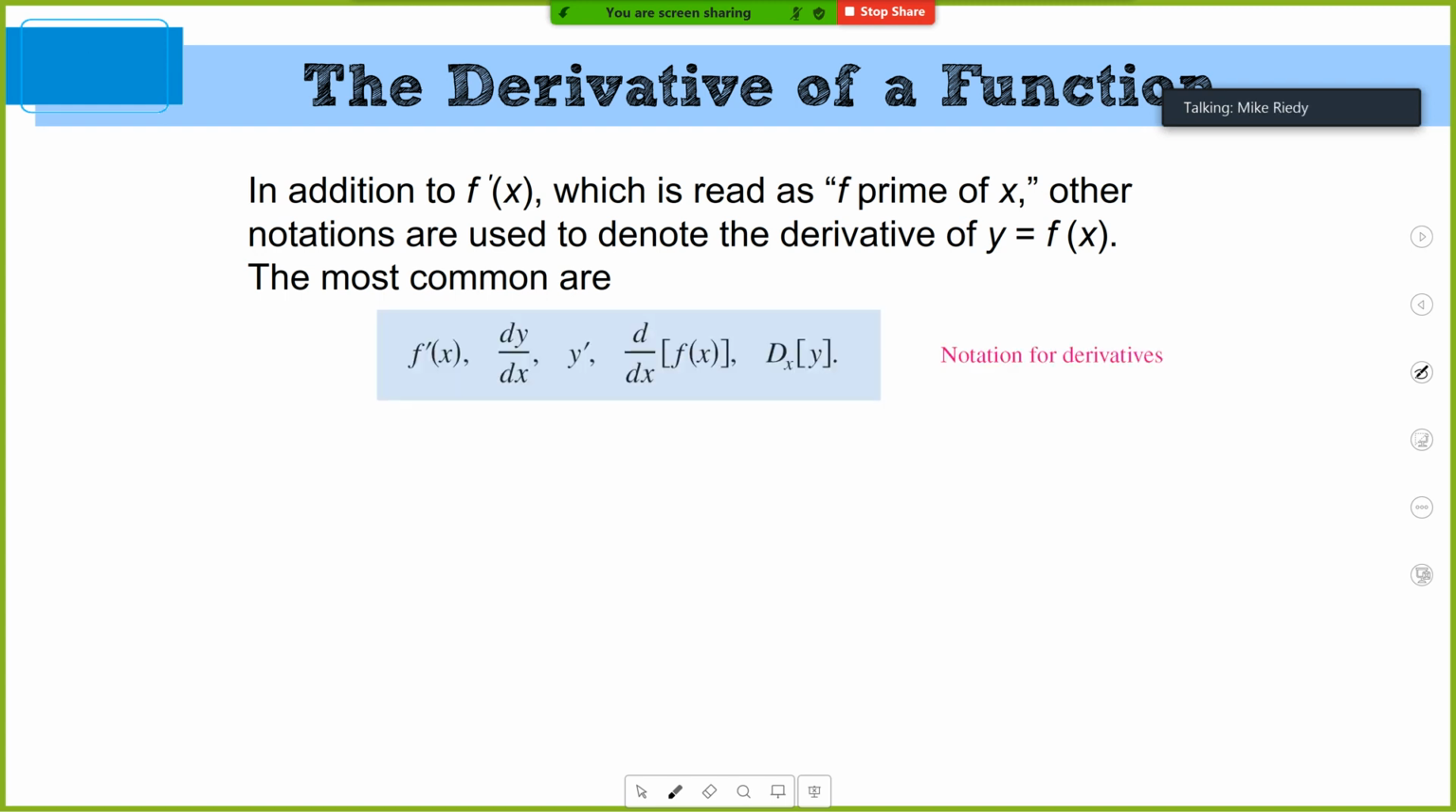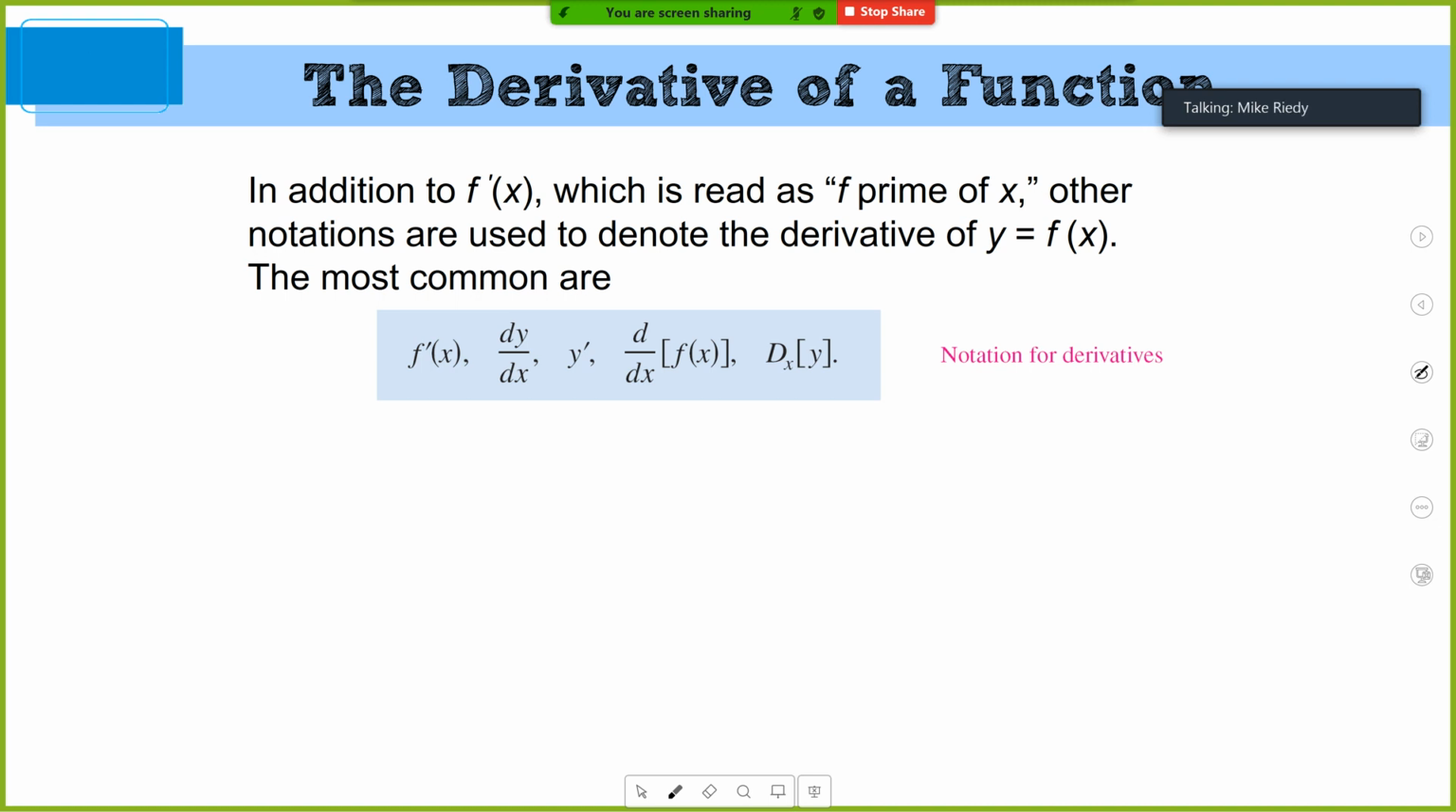Here are some different notations. All of these mean the same thing. We're going to use most of them. This gets to be a pain. I'll explain to you in a little bit why we have different notation. Why can't somebody just pick something and run with it? And I'll explain why in a second.